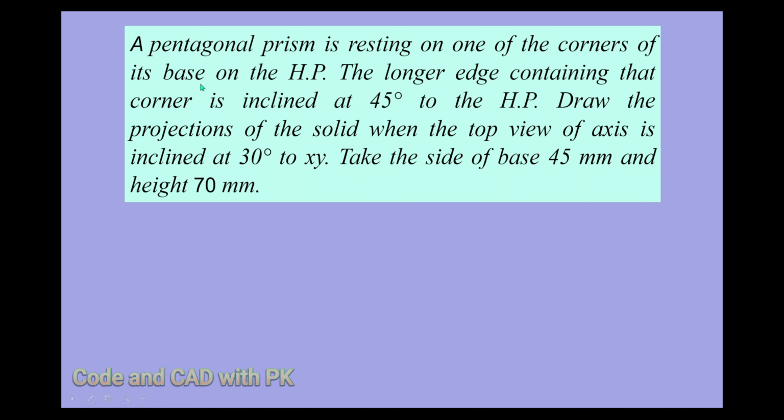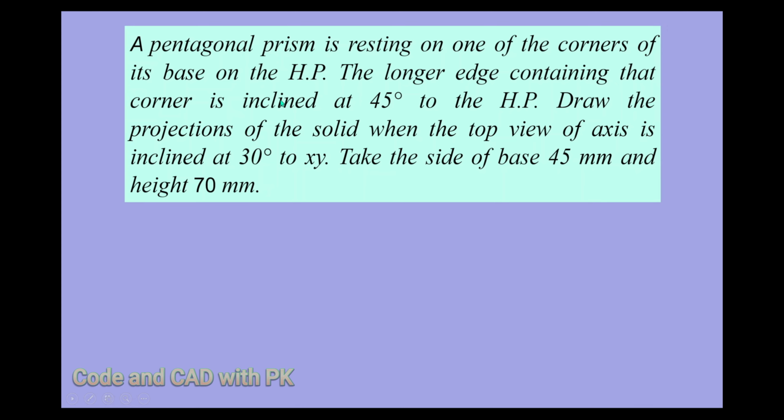So the first problem is: a pentagonal prism is resting on one of the corners of its base on the horizontal plane. The longer edge containing that corner is inclined at 45 degrees to the horizontal plane. Draw the projections of the solid when the top view of the axis is inclined at 30 degrees to XY. Take the side of the base 45 mm and height 70 mm.